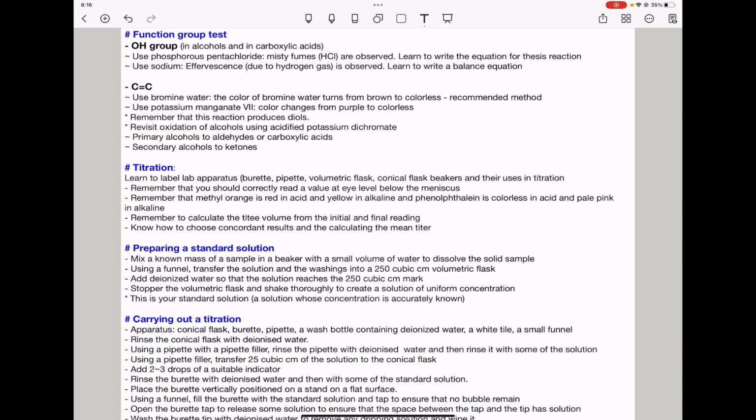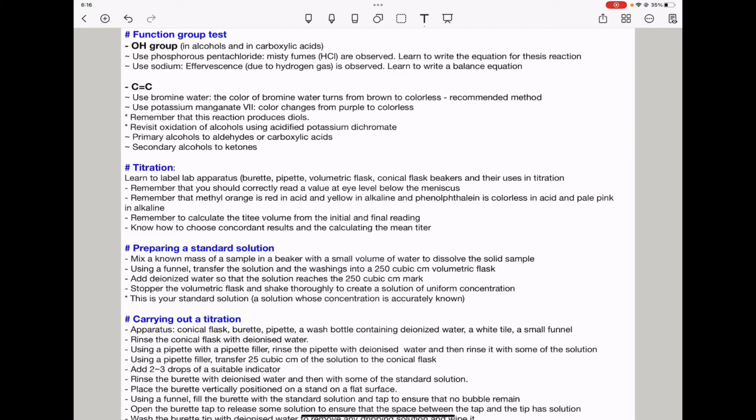When we go to functional group tests, remember how to test for presence of OH group. This could be OH alcohol or OH carboxylic acid. Here you can use phosphorus pentachloride and you will observe misty fumes. Please remember to write the equation for this reaction. You could also use sodium. Here effervescence is going to be observed due to formation of hydrogen gas. Learn to write a balanced equation for this reaction.